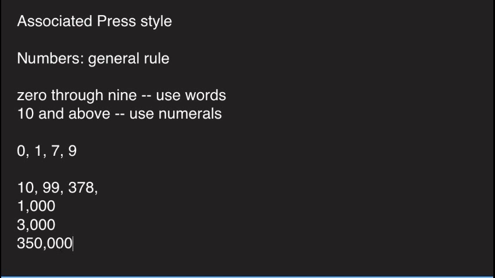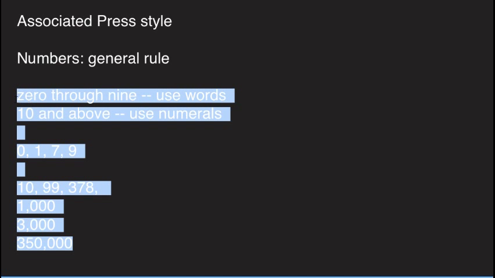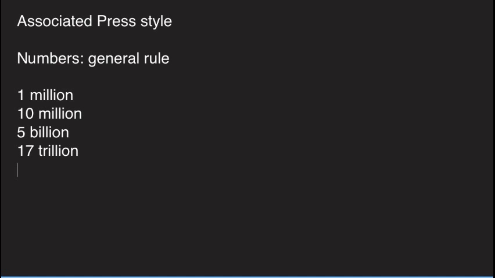Gets a little more complicated once we move beyond 1 million though. So once we get into the numbers that are 7 digits or more, you use a combination of figures and words. So starting with 1 million, we write the numeral 1 and million, or 10 million, or 5 billion, or 17 trillion. What happens if the number that you need to use is not exactly a number of millions or a number of billions? Well, then you use numerals and decimals. So 1.2 million, 37.5 billion, and so on.